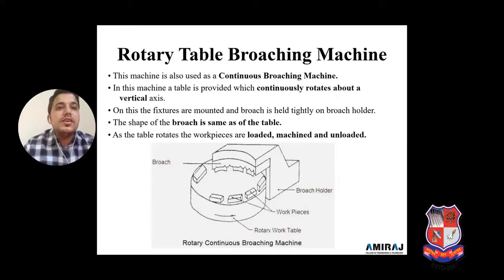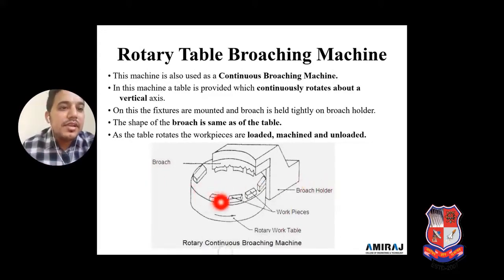And another is the rotary table type machine. This is also utilized for continuous production purposes. In this machine, a table is provided which continuously rotates about the vertical axis. So you can observe here.